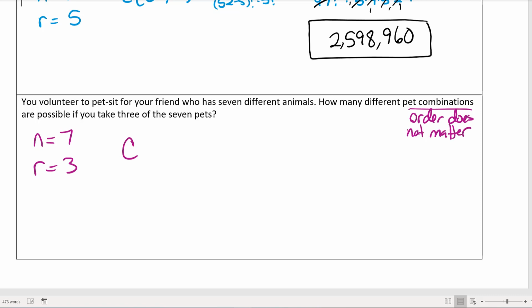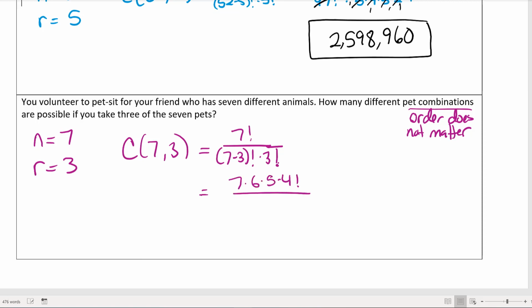So I'm going to choose a combination of 7 choose 3. So we have 7 factorial over 7 minus 3 factorial times 3 factorial. And then we have 7 times 6 times 5 times 4 factorial. I stop at 4 factorial because there's a 4 factorial in the denominator when I take 7 minus 3. The 4 factorials divide out nicely. 2 times 3 is 6, so the 6 and the 2 times 3 can divide out nicely, and I'm just getting 7 times 5. So there's 35 different ways that you might be able to take your friend's animals as your pet watching.